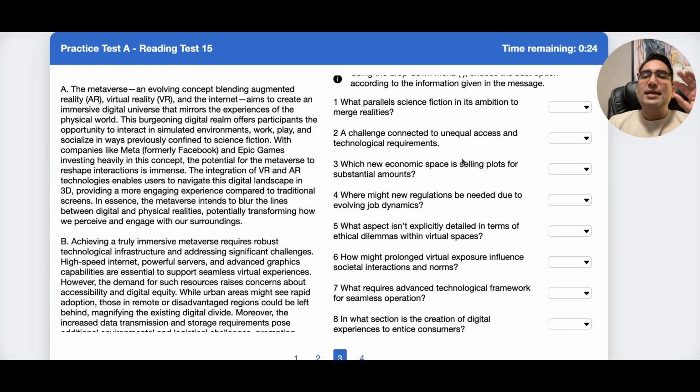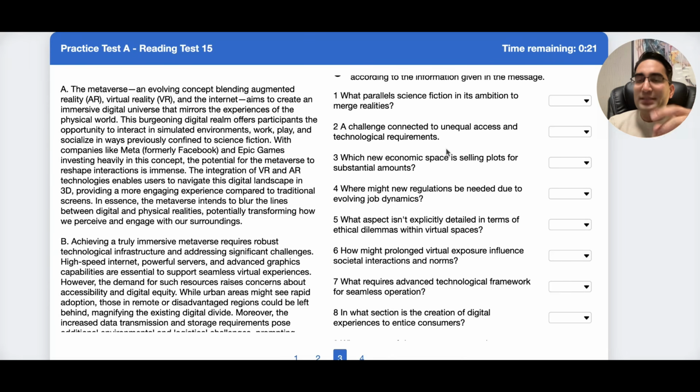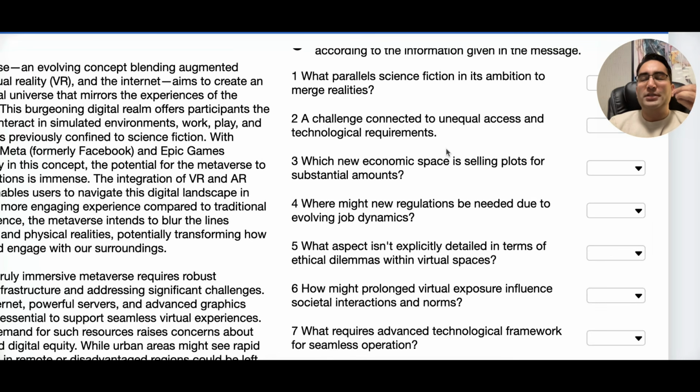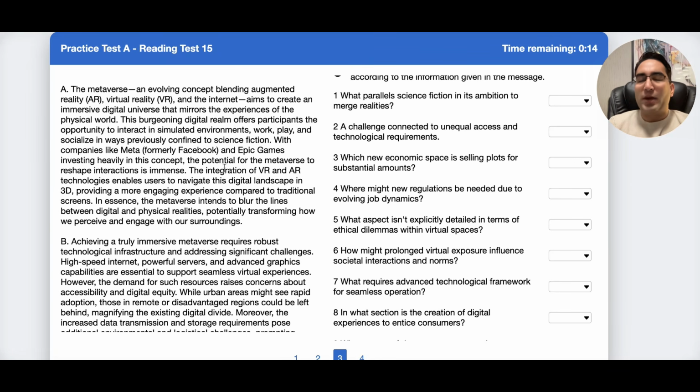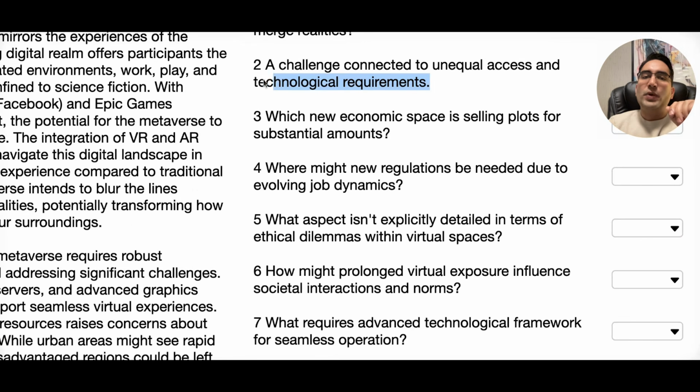The second strategy is to look at each of these questions with 2 angles to understand the question better and to find synonyms of the questions in the paragraphs. Here's what I mean. If I look at this question, a challenge connected to unequal access and technological requirements, I'm thinking, okay, it's something to do with something challenging with accessibility and maybe some tech gadgets are needed. Or maybe there's something negative, like the whole plan has a problem with getting to people, accessibility, and also we just don't have the internet access or technology.